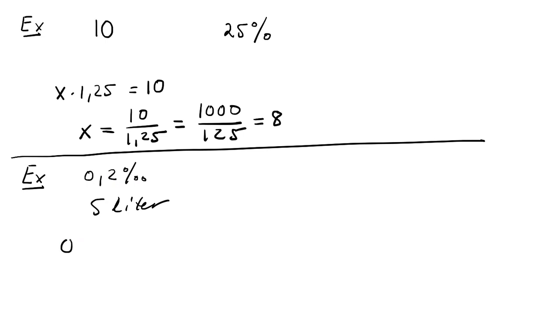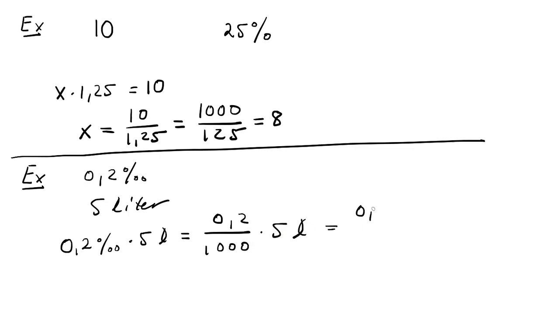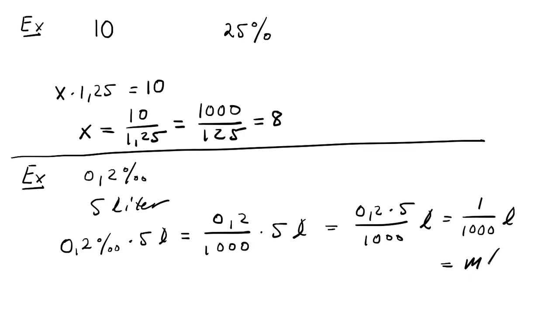Then we of course have to take 0.2 per mil times 5 liters. So this is 0.2 thousandths times 5 liters. And here we can just do fractional multiplication. 5 times 0.2, that's 1. And 1/1,000, that's just 1 milli. And so this is a milliliter. So you can have 1 milliliter of alcohol in your blood to drive legally in Sweden.